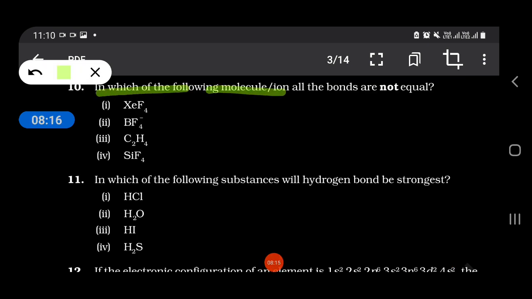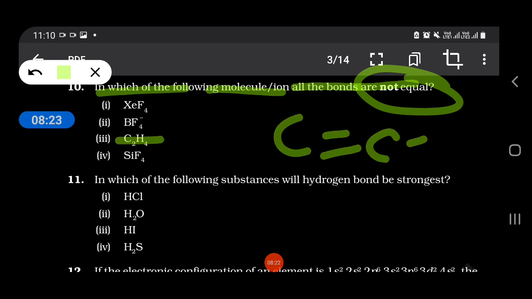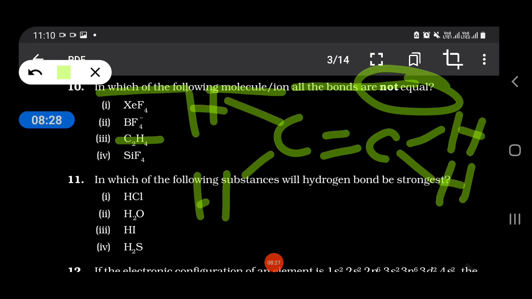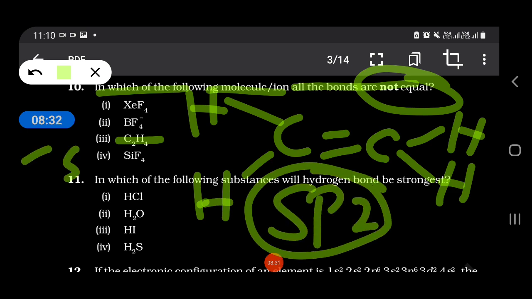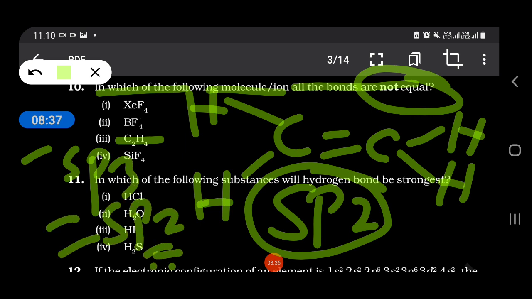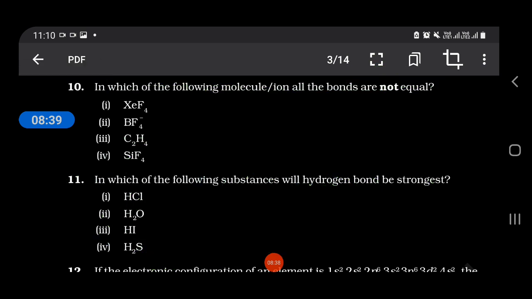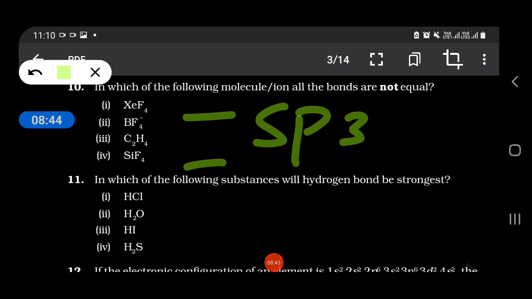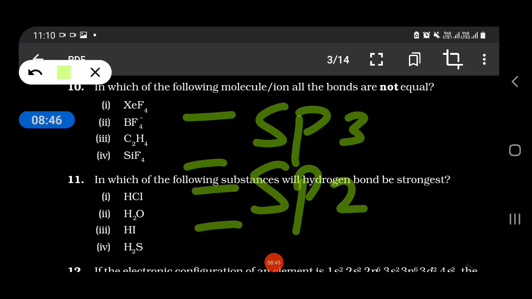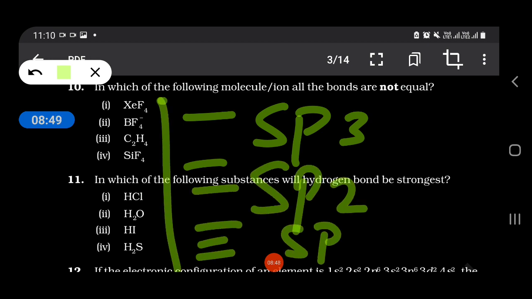In which of the following molecules are all the bonds not equal? So our answer is C2H4, because you can see here they are not equal. Single bond is sp3, double bond is sp2, and triple bond is sp. Just learn this fact.